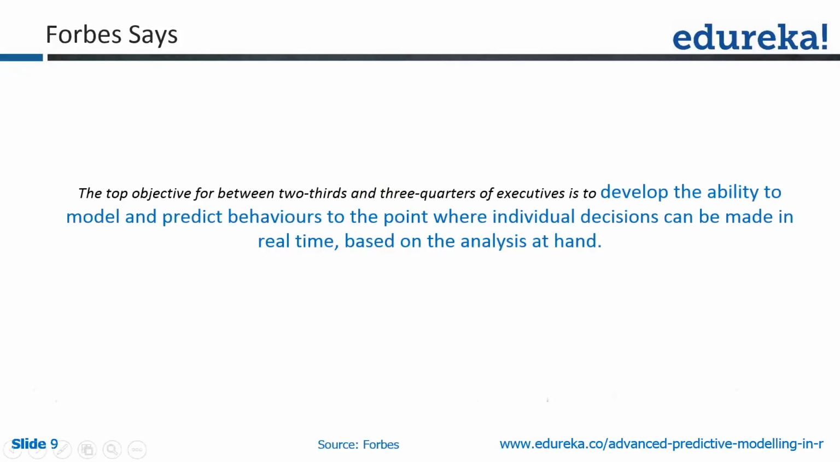Here we go. Forbes is a prestigious magazine, right? They say the top objective for between 2/3 and 3/4 of executives is to develop the ability to model and predict behaviors to such an extent that individual decisions can be made in real time. As we are working now, I want real time.